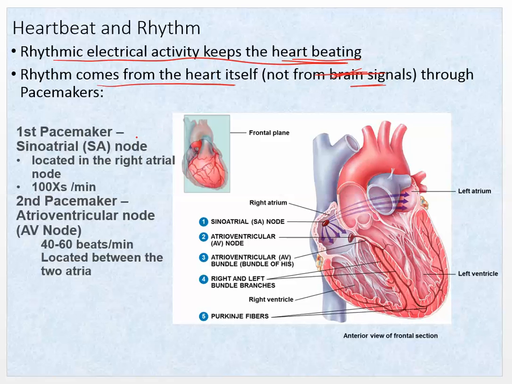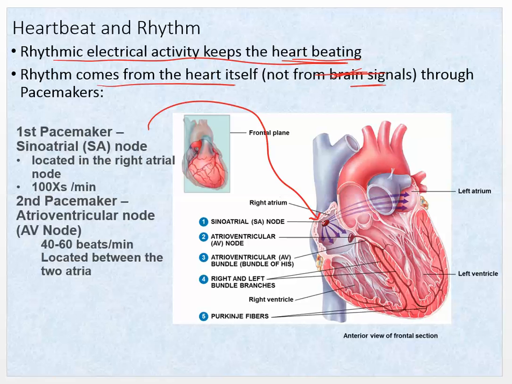It's just from these pacemaker cells. And we have technically four of them. Sometimes the last two are grouped together. But the first one we call the SA node, or the sinoatrial node, and it sits right here. It sits in the upper right part of the heart, right up here in the corner.